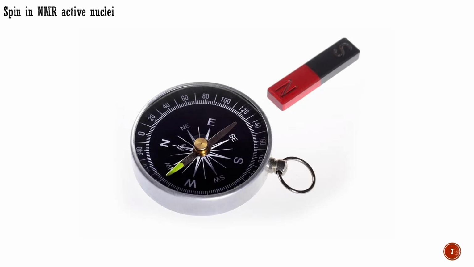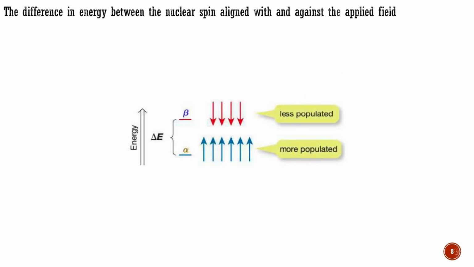Exactly how hard it is to turn the compass needle depends on how strong the magnetic field is and how well it is magnetized. If it is only weakly magnetized, it is much easier to turn it round, and if it is not magnetized at all, it is free to rotate. Likewise, for a nucleus in a magnetic field, the difference in energy between the nuclear spin aligned with and against the applied field depends on how strong the magnetic field is and the magnetic properties of the nucleus itself.